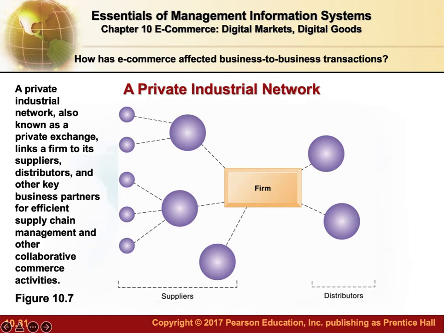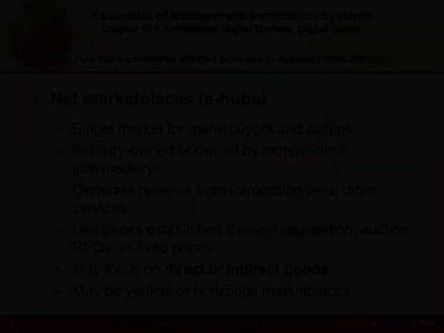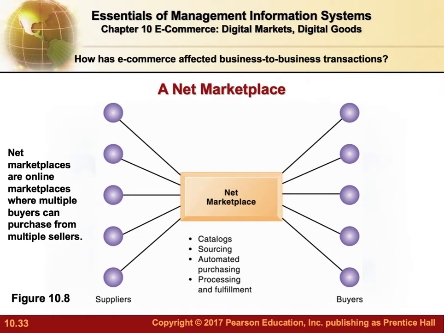Moving along, we have eHub. This is basically a single market with many buyers and sellers, handling direct and or indirect goods from a supplier to a buyer. Here we have a diagram which consists of catalog, sourcing, automatic purchasing, and processing fulfillment.